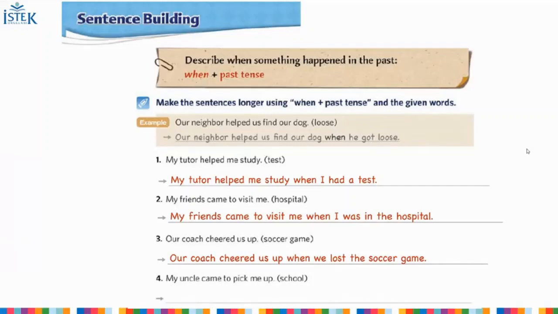Number 3, our coach cheered us up. Soccer game is the word we're supposed to use. Our coach cheered us up when we lost the soccer game. Lost, past tense of lose. And the last one, my uncle came to pick me up. We're supposed to use the word school. Here's the answer. My uncle came to pick me up when I finished school.